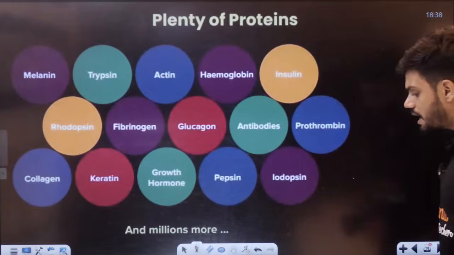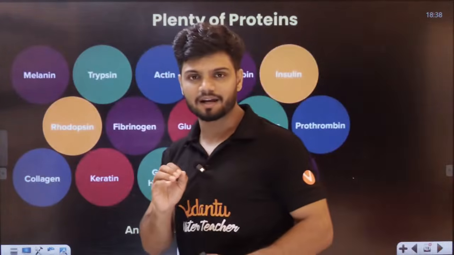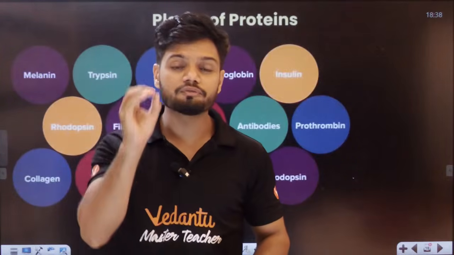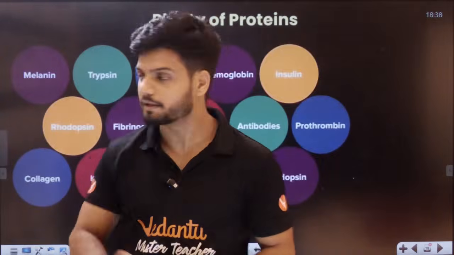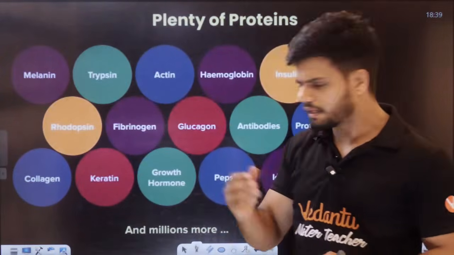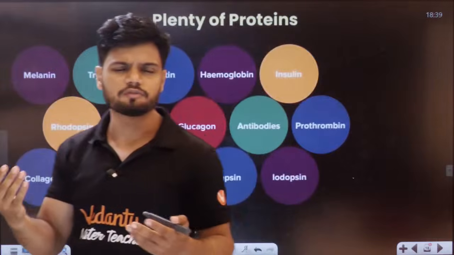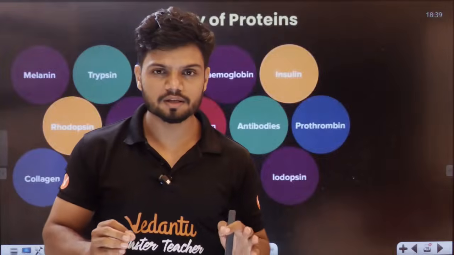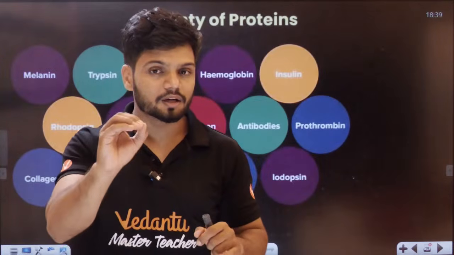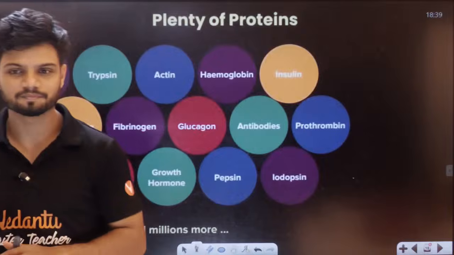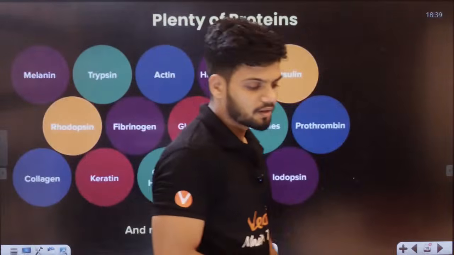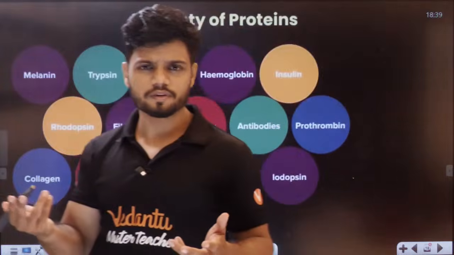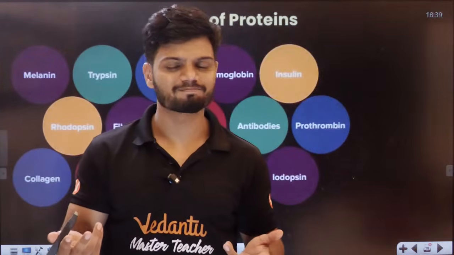Now, there are so many proteins in the world. There are so many different types of protein. Millions and millions of proteins are present in the world. To make these millions of proteins, how many amino acids do you think there are? Obviously we need many amino acids, but not really.